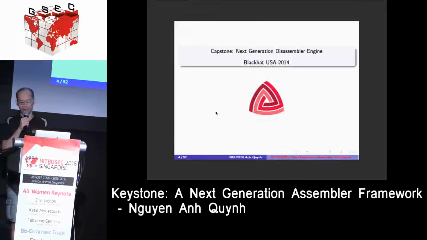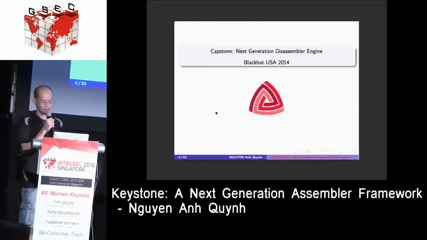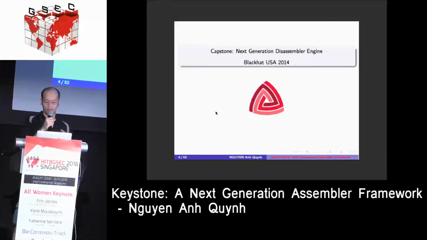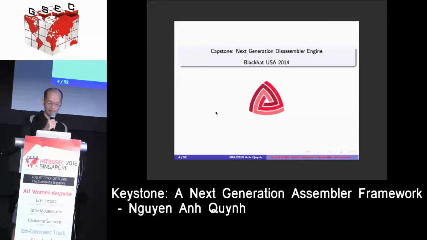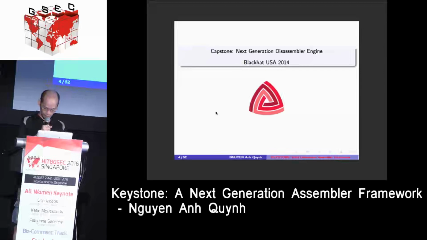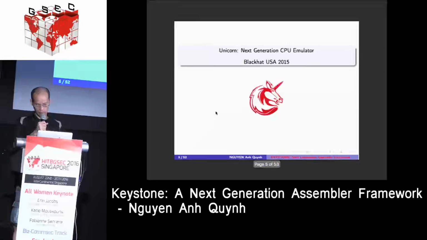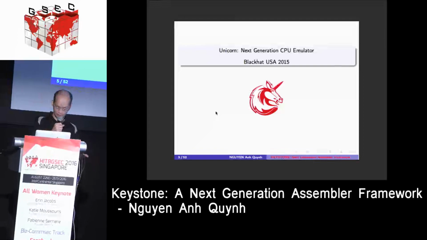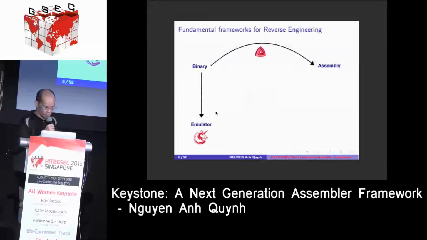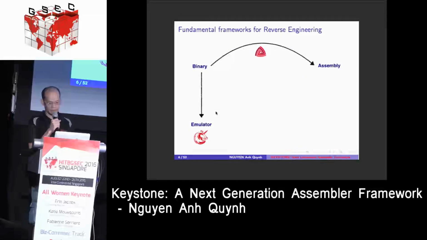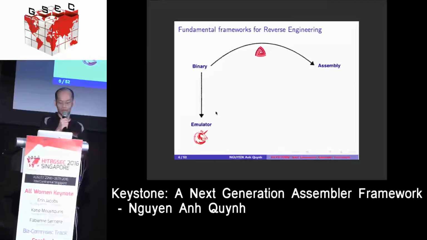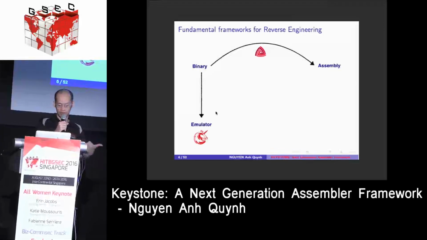Two years ago, in 2014, I presented Capstone, the only open source multi-architecture, multi-platform, multi-binding disassembler, at Black Hat US. Last year at Black Hat US, I introduced another work, the Unicorn CPU emulator. So now in 2016, we have some fundamental frameworks for a lot of reversing tools, and there are already a lot of tools built on top of these frameworks.